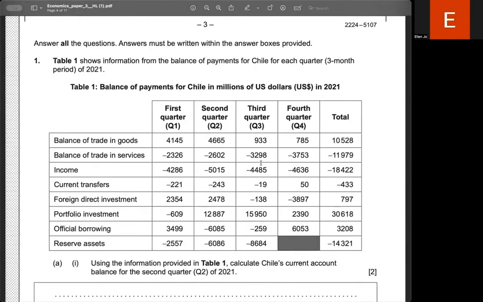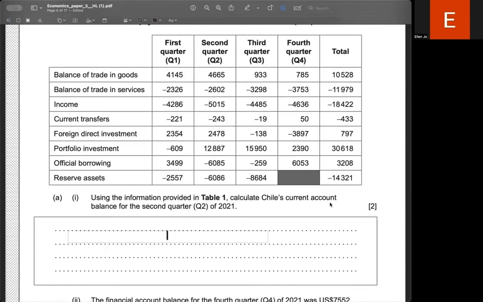Question 1 is about the economic situation of the country Chile. Question A1, using the information provided in table 1, calculate current account balance for the second quarter of 2021. Second quarter. So we know the values needed to calculate the current account balance: goods, services, income, and current transfers. This is the answer.